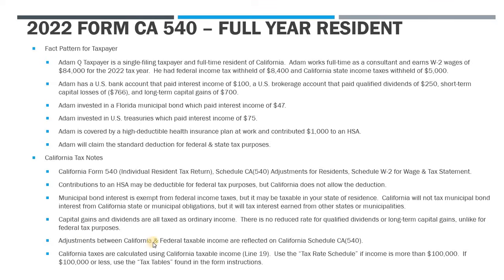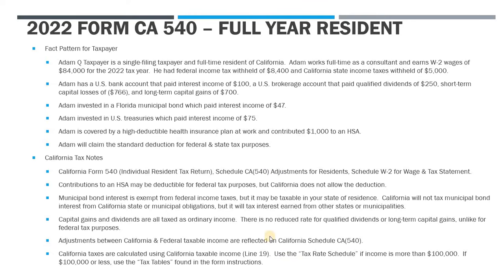Now, the capital gains and dividends that Adam has on his 1040, for federal purposes, we get preferential rates on qualified dividends and long-term capital gains. There's no distinction for California state purposes. So in other words, capital gains and dividends, whether they're qualified, non-qualified, long-term, short-term, they're all going to be taxed as ordinary income for California state purposes. And then lastly, all these adjustments, again, are going to be reported on the Schedule CA 540.